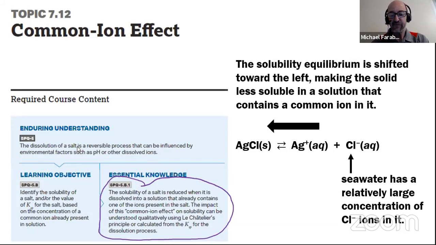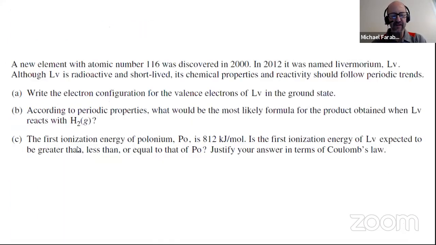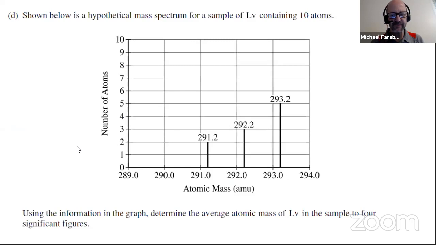Okay, I am now going to give you the next short free response question. And this will be on 2 screens. So here is the question. It starts, and there are parts A, B, and C. And then there is also a part D on the next slide. So here is part D.